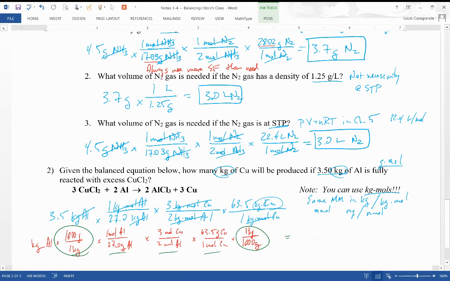We should get 12.3 kilograms of copper. I believe in our homework, we have something where we want tons. A ton is just 1,000 kilograms in metric terms. So with tons, you can use the unit ton mole. And then everything is expressed in tons of the material, ton moles of the material, and everything should work out.